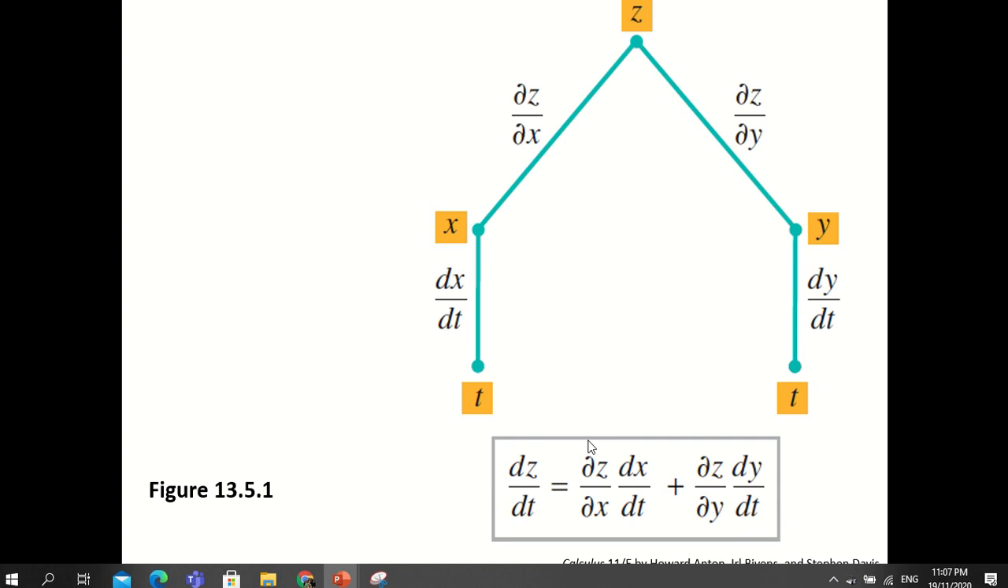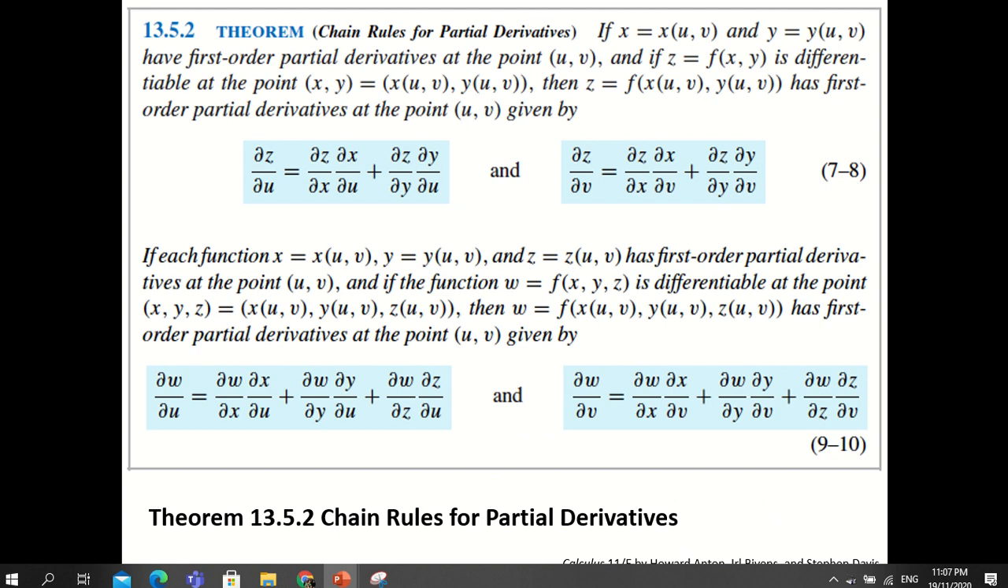Okay, so the theorem on chain rules for partial derivatives. We have here x equal to a function of u and v, and y is a function of u and v also, with first order partial derivatives at the point (u, v). If z is a function of x and y and is differentiable at the point with coordinates x and y, equal to x of u and v, and y as a function of u and v, then z is a function of u and v and has first order partial derivatives at the point (u, v) given by this formula.